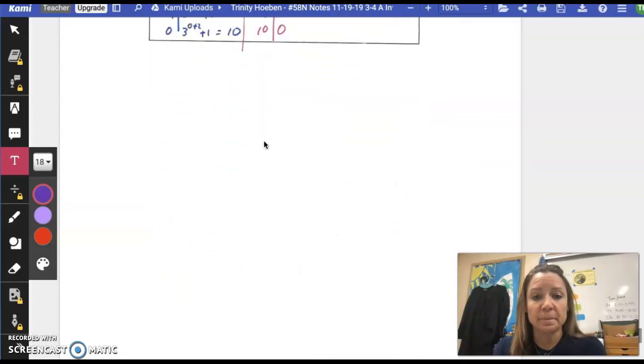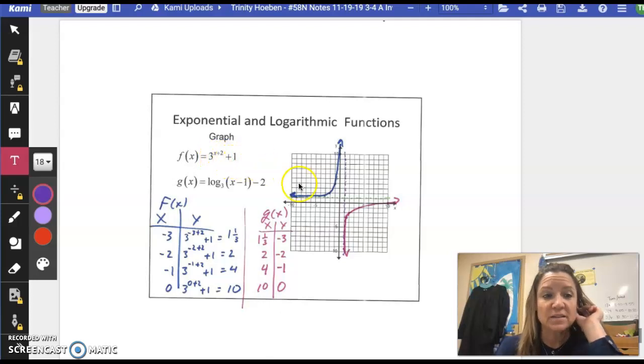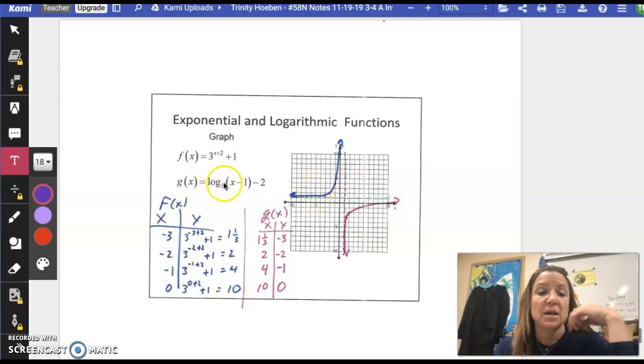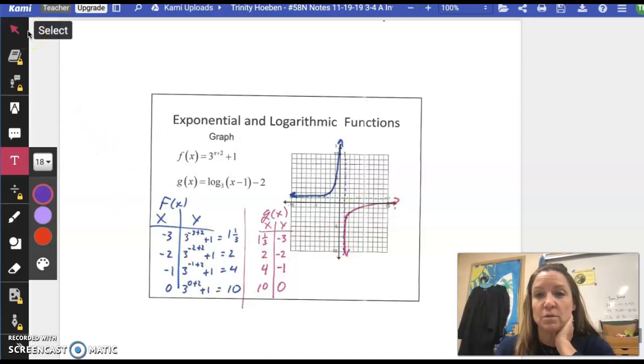For the last one, f of x is equal to 3 to the power of x plus 2, plus 1. So that's going to be graphed in blue here. And then for g of x, you're going to take the base and make it the base. Then you're going to do the inverse operation, which is to subtract 1. And then the inverse operation of the exponent, which is to subtract 2. And that's going to give you the blue graph and the pink graph over here. If you need help typing those into the Desmos graphing calculator, please let me know.